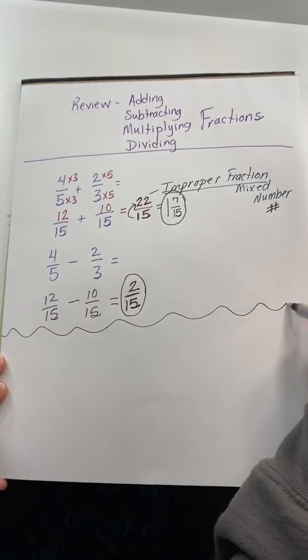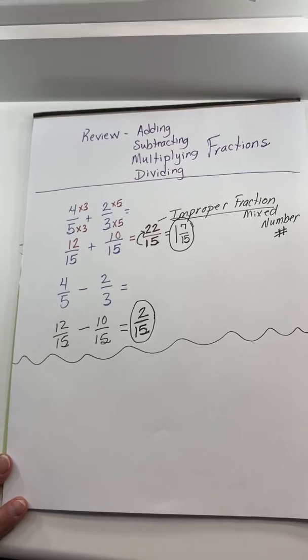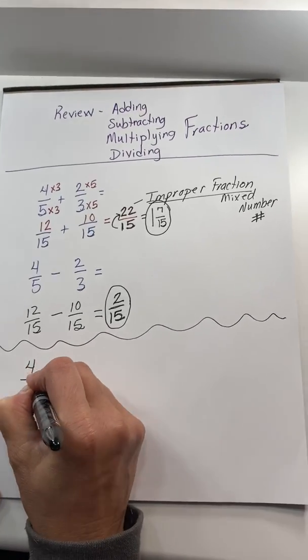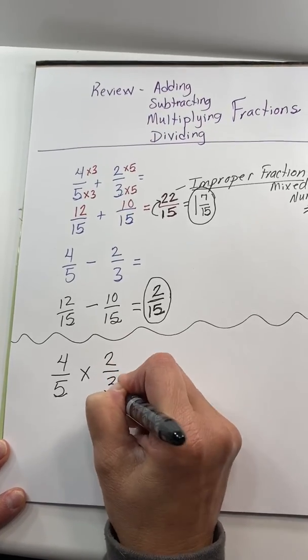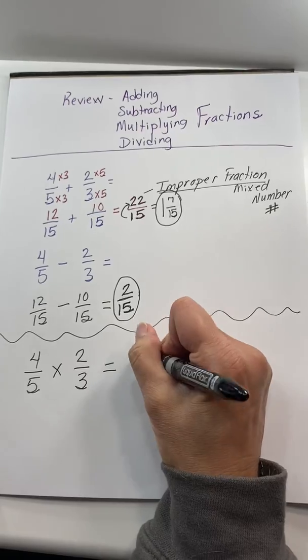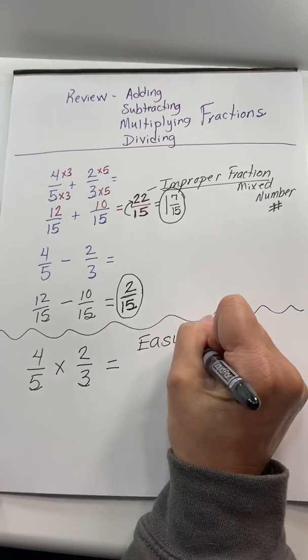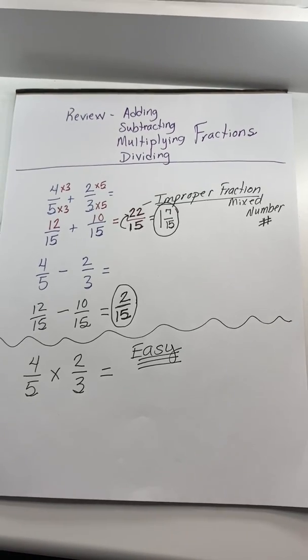All right, we are actually halfway done with this lesson. We still have multiplying fractions. We are still going to use the same fraction of 4/5, but this time we're going to multiply it by 2/3. Now, multiplying fractions is what I like to think of as easy. Do you know why it's easy? Because you get to do exactly what it says.